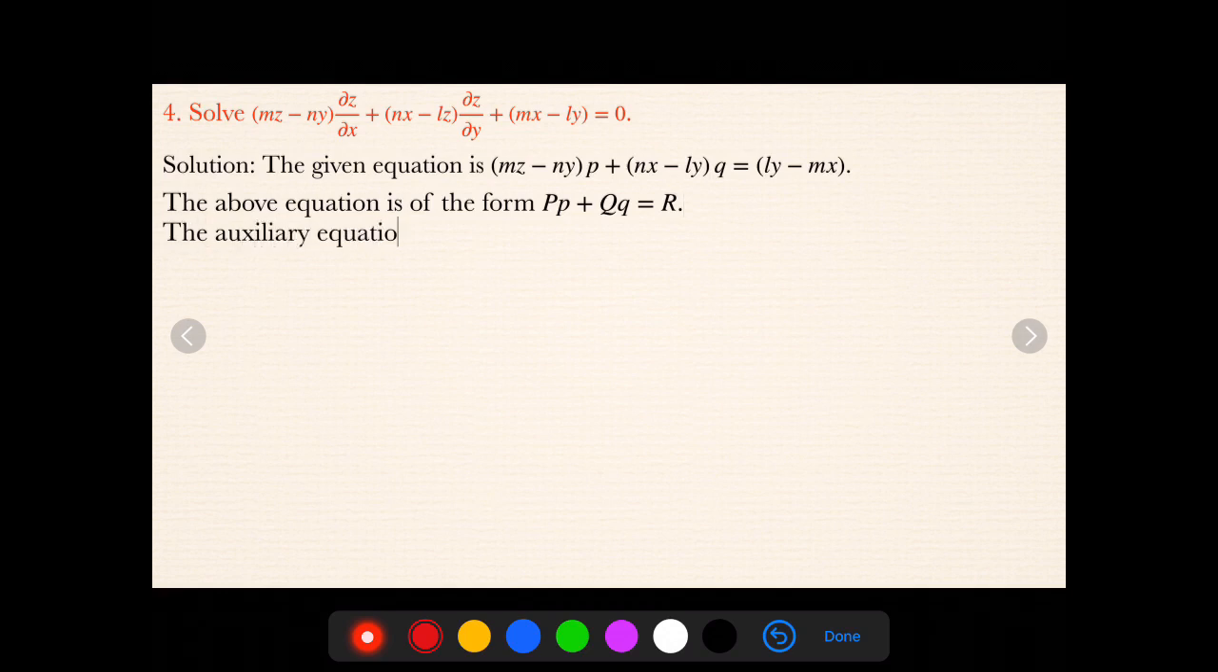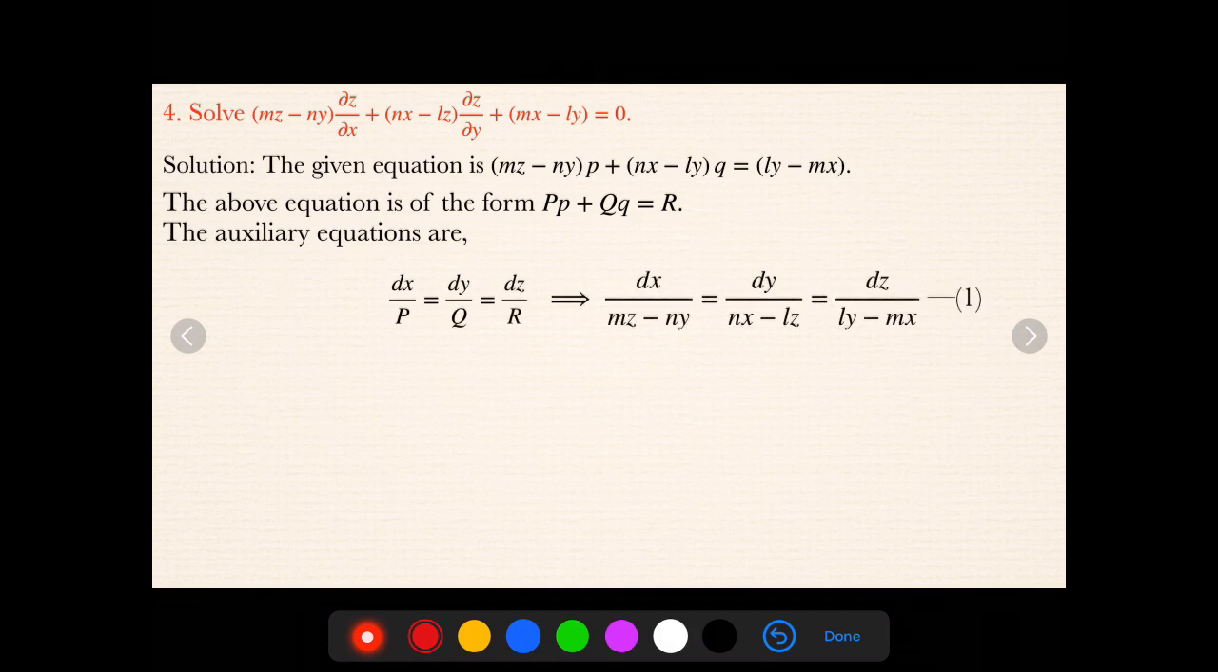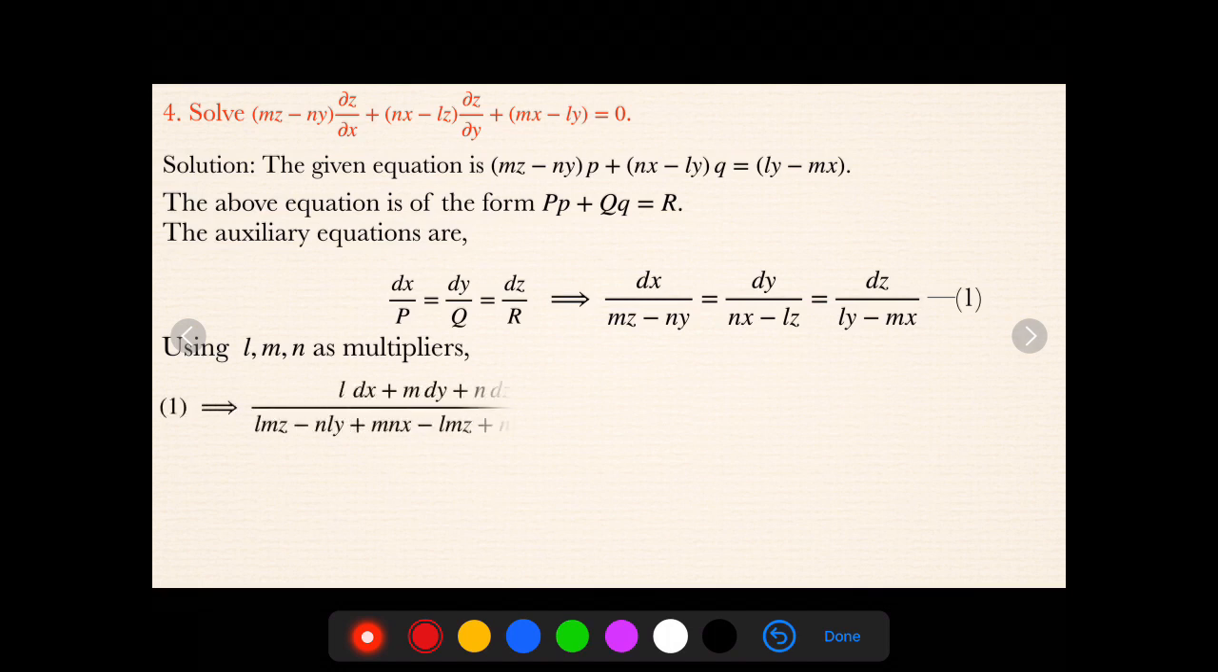So form the auxiliary equation, dx by P, dy by Q and dz by R. Now try to find the multipliers. First I will choose l, m, n as multipliers, since they are constants: l into dx plus m into dy plus n into dz. So multiplying, lmz, lny and all those terms: lmz gets cancelled, nly gets cancelled, mnx gets cancelled.